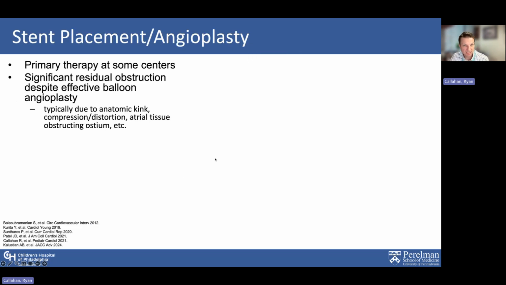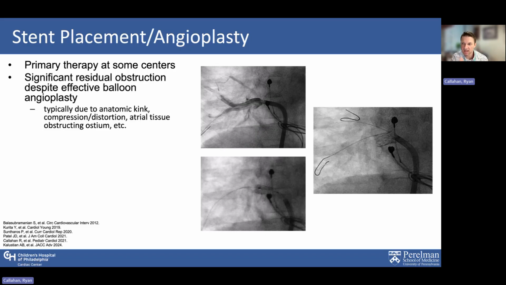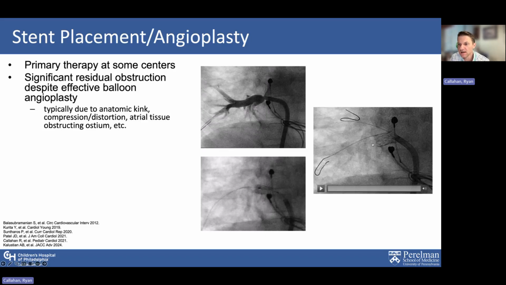Okay, how about stent placement or stent angioplasty, as it's also called? I showed you a picture of some stents, and this is another type of therapy that we use. So if the balloons are ineffective, or there's a mechanism that we can't treat with the balloon, like we have to push this tissue aside or we have to make this oval circle, we'll consider a stent.